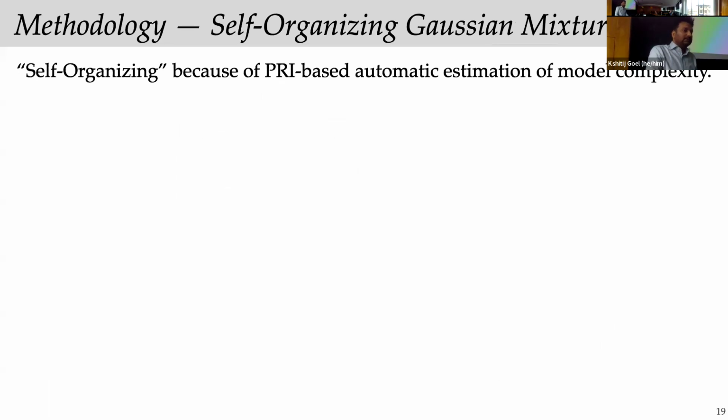We call our approach self-organizing Gaussian mixture models because the context in which the principle of relevant information was proposed, they called it self-organizing unsupervised learning approach. So we borrowed the term from there.